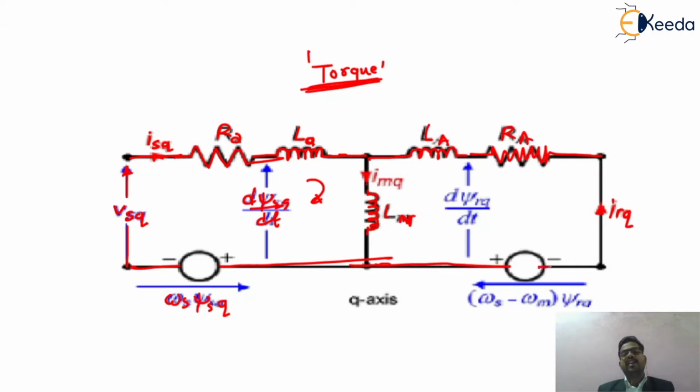So, as we know, the rate of change of flux with respect to the quadrature axis of the rotor circuit, that is d psi rq divided by dt, will give you the value of omega s minus omega m into psi rq. So this is called the quadrature axis equivalent circuit of your induction motor. Okay, so this is with reference to your quadrature axis.